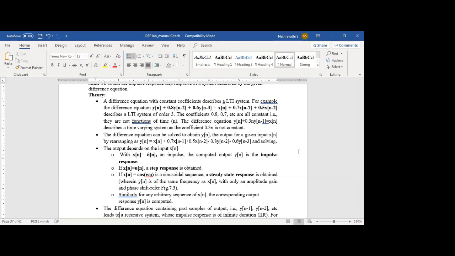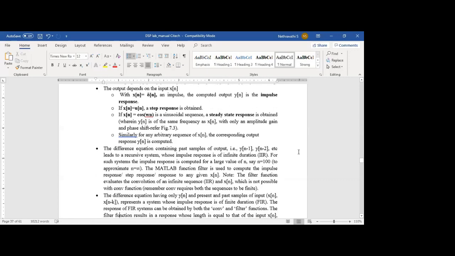The only thing we have to change is, instead of x of n, we replace with delta of n for an impulse response, with u of n for a unit step response, and with sine or cos omega n for a sinusoidal sequence. So I can obtain any of the three types of response for the given difference equation.